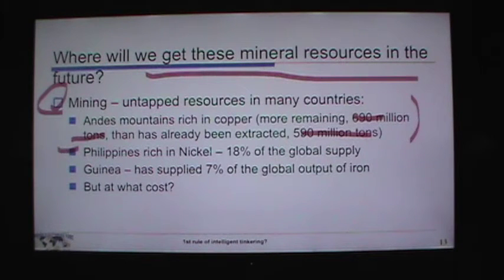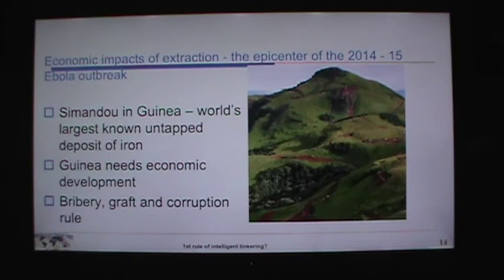Still a lot. The Philippines is very rich in nickel: 18%. A very small island nation, and 18% of the global supply of nickel is in the Philippines, in that ring of fire, and that's where that fresh material is coming from. Guinea has a tremendous still future supply of iron. But at what cost?